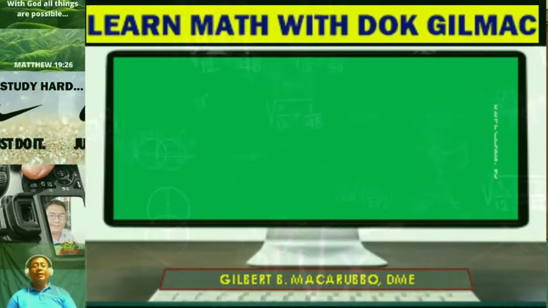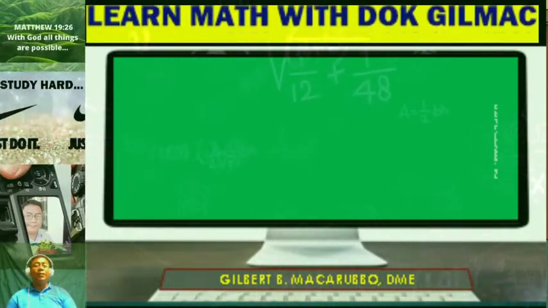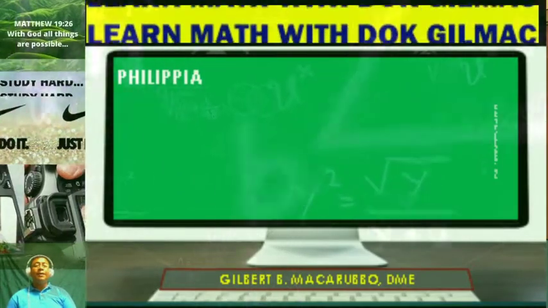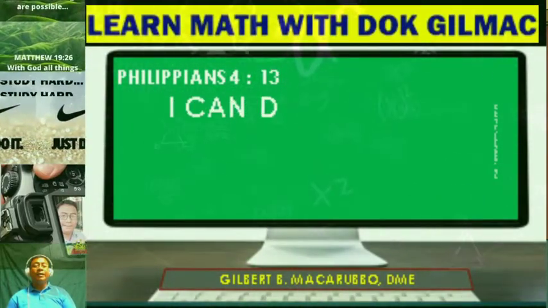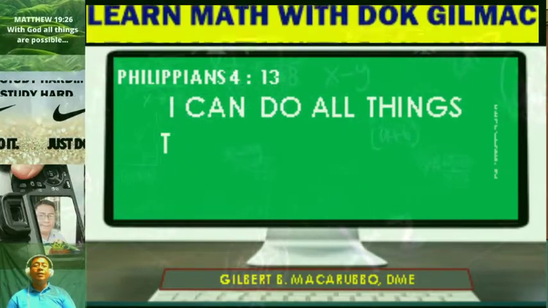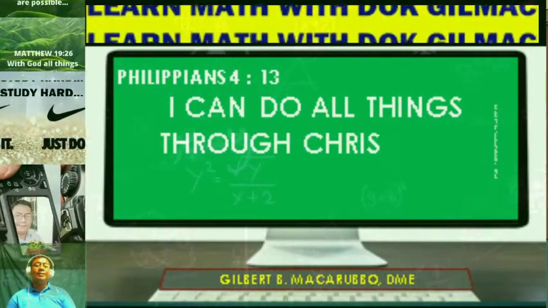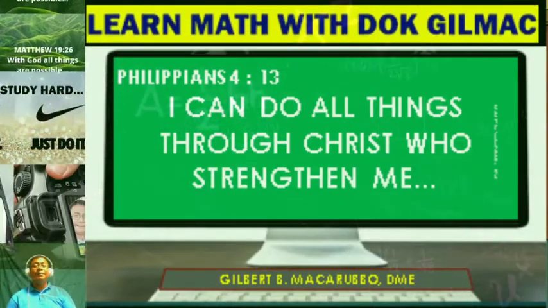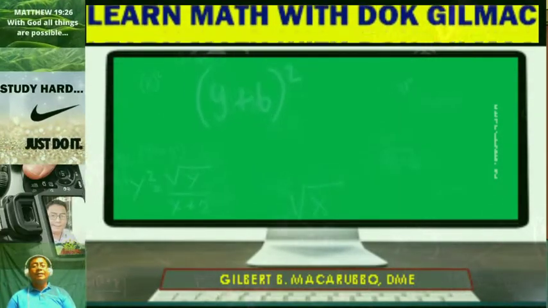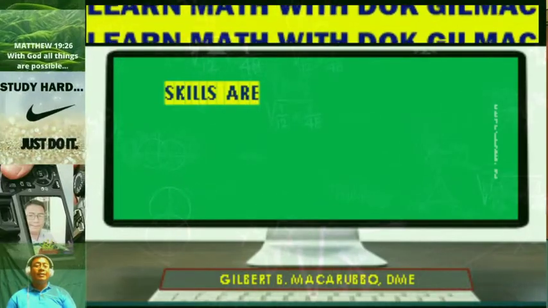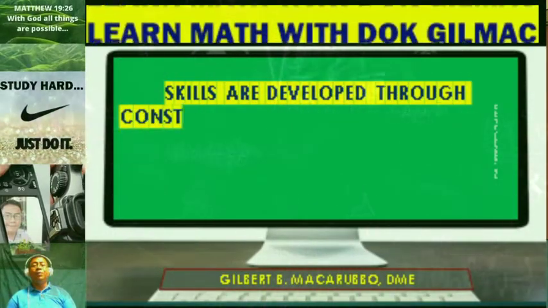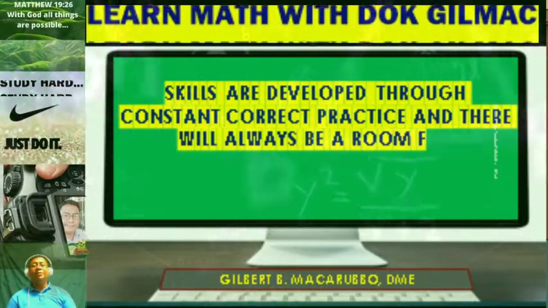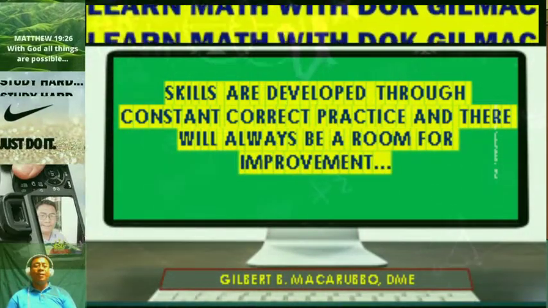Before we end our discussion, let me first read to you a simple passage from the Bible, Philippians 4:13. I can do all things through Christ who strengthens me. Take note, class. Skills are developed through constant correct practice. There will always be room for improvement.